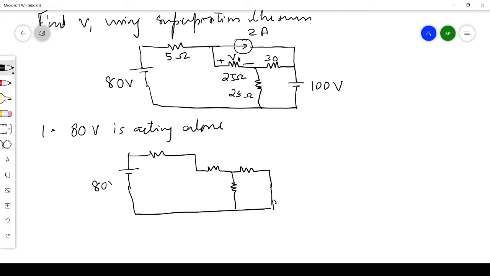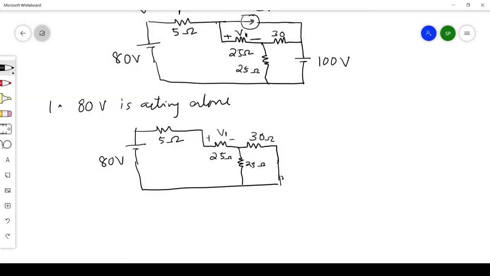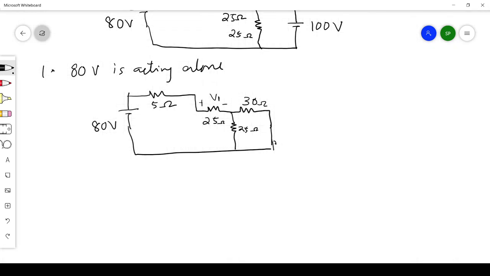We'll be getting, this is 80 volt, this is 5 ohm, here this is 25, here it is 30, this one is 25 ohm. Again, these are all in ohms. And this one is plus minus, V1 is given. This is the diagram after removing the sources. Now let us see this 30 and this 25, we can see it is in parallel, right?